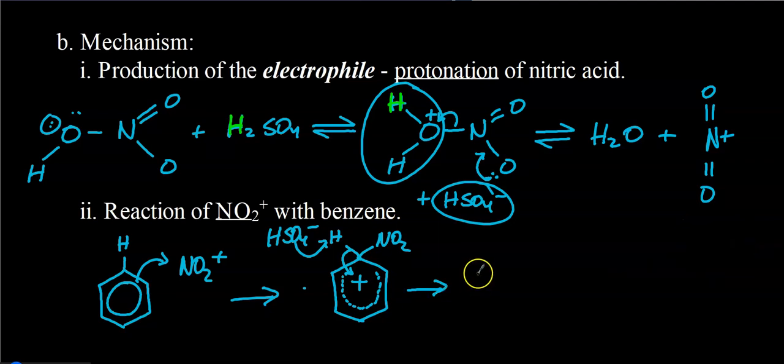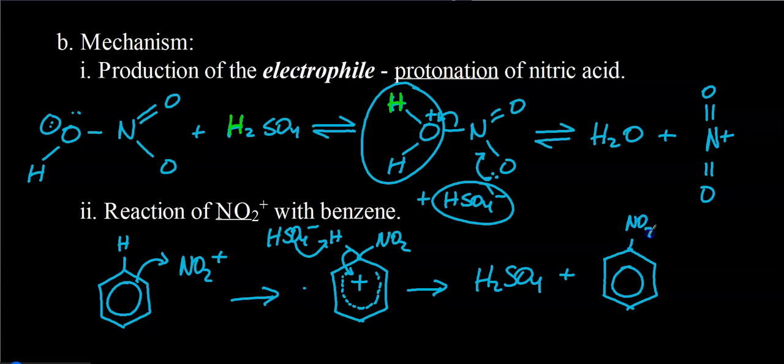So we have free formation of our sulfuric acid catalyst, and then our organic product, of course, is nitrobenzene. And this nitrobenzene, by the way, appears as a yellow looking oil, kind of a viscous liquid that is yellow in color.